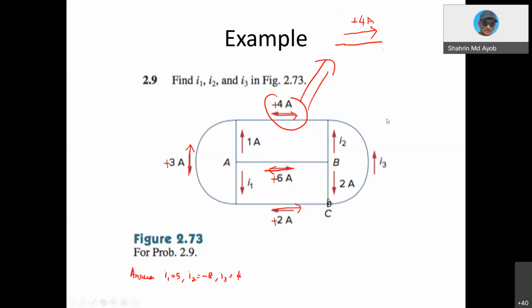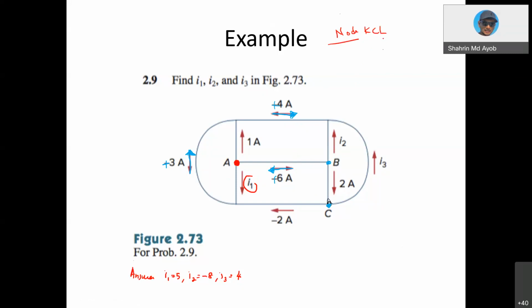Let's try this example by removing all these negatives. As you can see, this is the same example, but I reversed the direction of the current. So when I reverse the direction, all the negatives become positive. If I want to redo what we have done, for example node A, I want to have I1 and execute the node A KCL. Should I get the same answer? I1 is equal to 5.